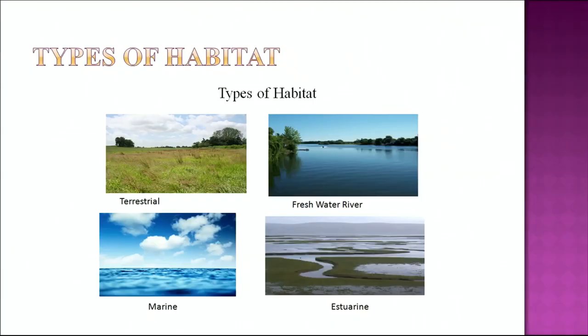You can see terrestrial, where you can see grass and trees. Then you can see freshwater, there you can see a river. Then marine, you can see, and estuarine, where river meets the sea.